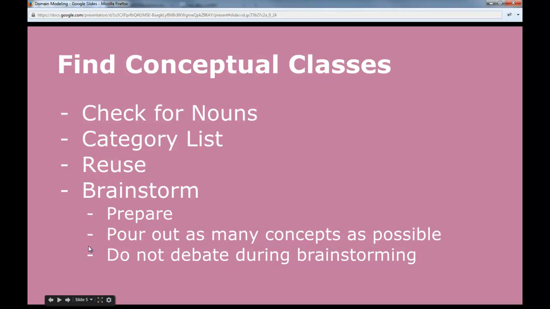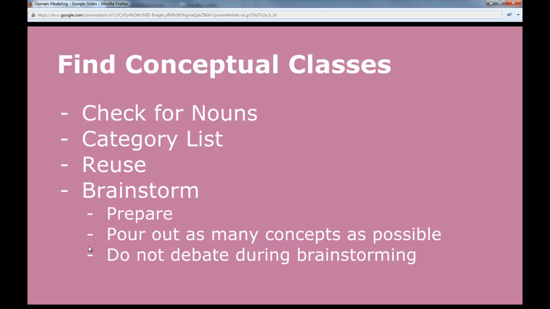So the first thing we do is find conceptual classes. They are called conceptual classes because they are concepts, important stuff, entities in the problem area. We did this by checking for nouns in our dice game, pretty much all the nouns we could get a hold of. And that is a good technique. Use noun scanning in your documents, your requirements, to find potential conceptual classes. In the book, there is a category list that you can also look at for common conceptual classes and what to look for.